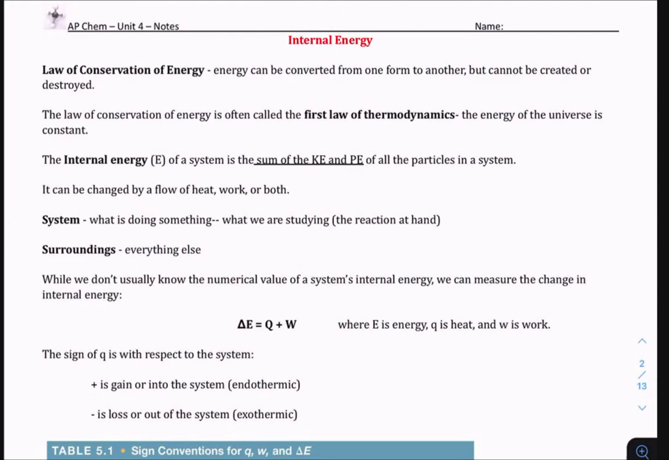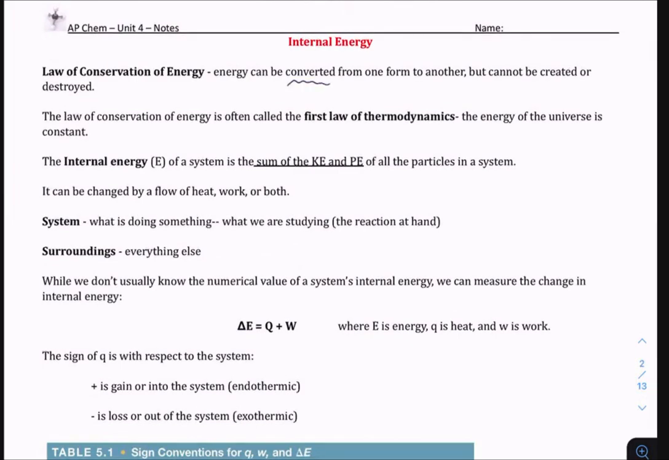Let's talk about the concept of internal energy. So first, the law of conservation of energy says that energy can be converted from one form to another, but it cannot be created nor destroyed. Okay, so if I have a stapler teetering on the edge of my desk here, I mean, it's not obvious, but there is energy. What is that energy in the form of? Potential.